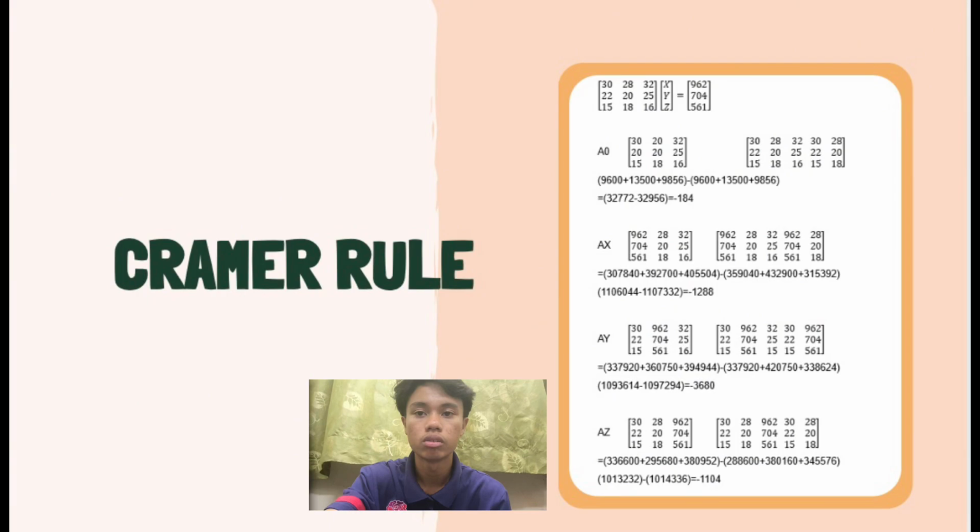Now we calculate X, Y and Z using the formula. X equal to Ax over A0 is equal to 7. Y, Ay over A0, and we got 20. And lastly, for Z, Az over A0 is equal to 6. So the values of X, Y and Z are 7, 20 and 6 respectively.